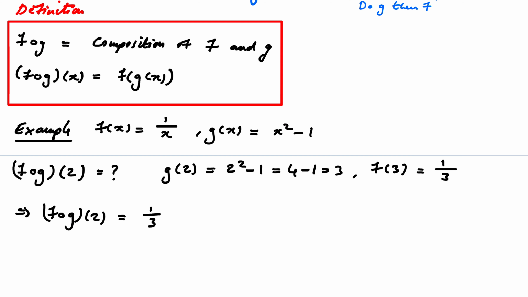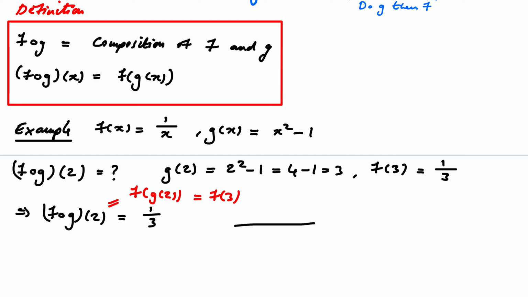And of course, we could write this as follows. This, by definition, is f of the g of x fed into it, or sorry, g of 2 fed into it, which is equal to f of 3. It's a slightly different way to write it down if you want.